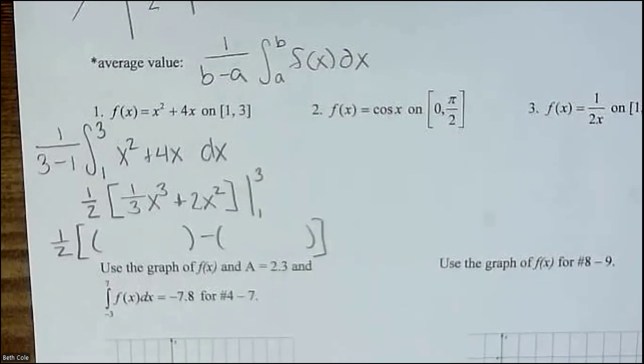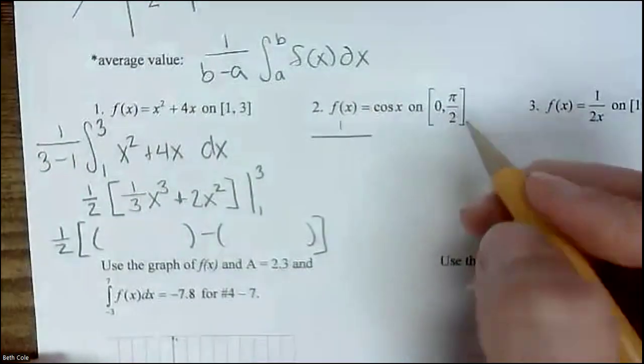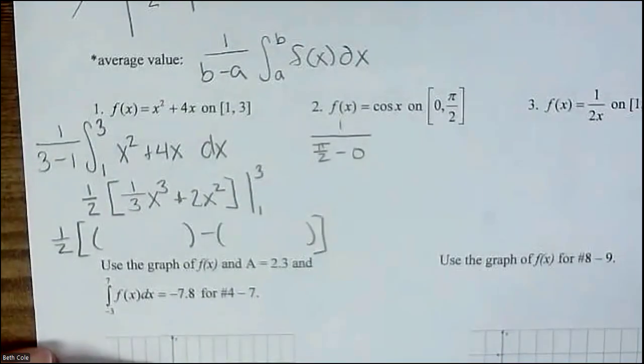The point of notes is for me to do enough until you understand it. Have you got it? Because I don't get a lot of feedback from you guys, so it's hard sometimes. All right, for this one, out front, you would have 1 over pi over 2 minus 0.